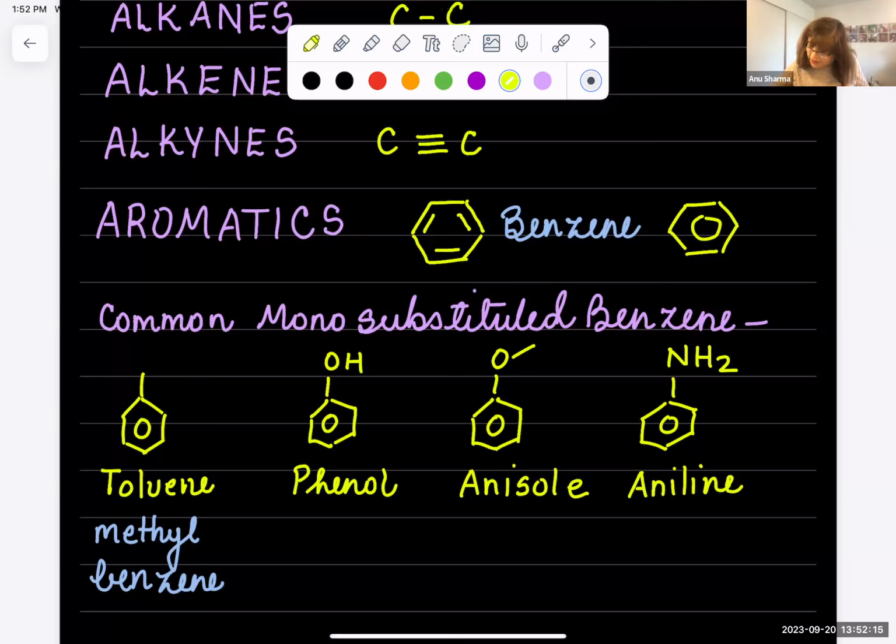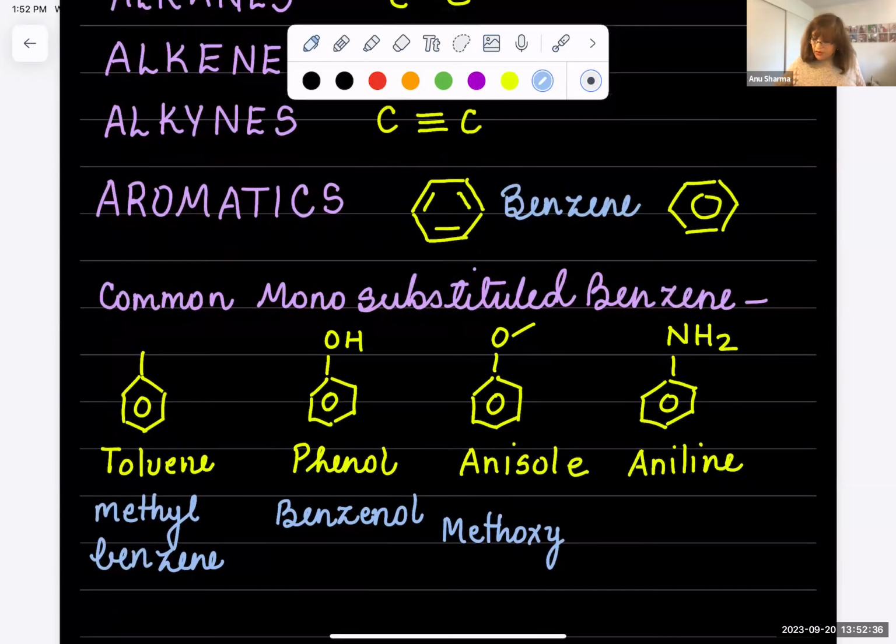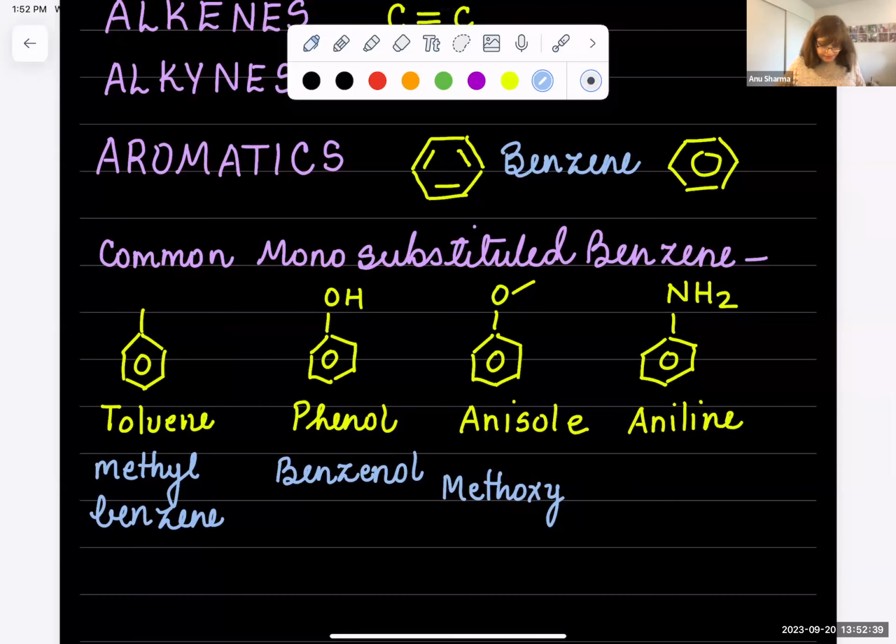Okay, now let's cover the other names. The first one is also called benzenol. OH is the -ol. The other one is methoxy, or it can also be ethoxy. The oxy group is the oxygen with the alkane. So this is methoxybenzene. Then comes aniline, and that is benzenamine. Benzene, amine.